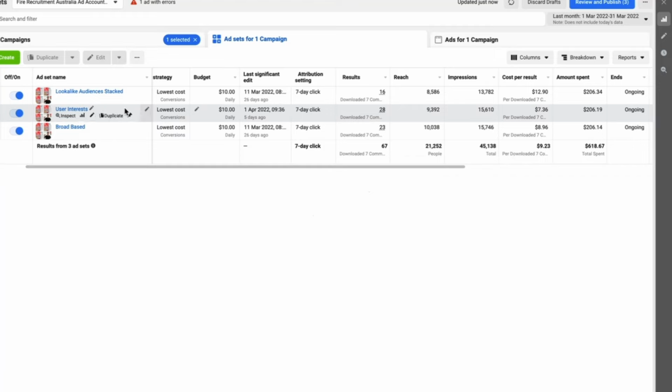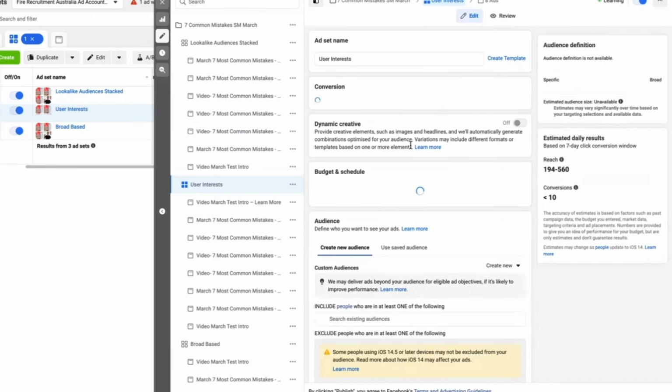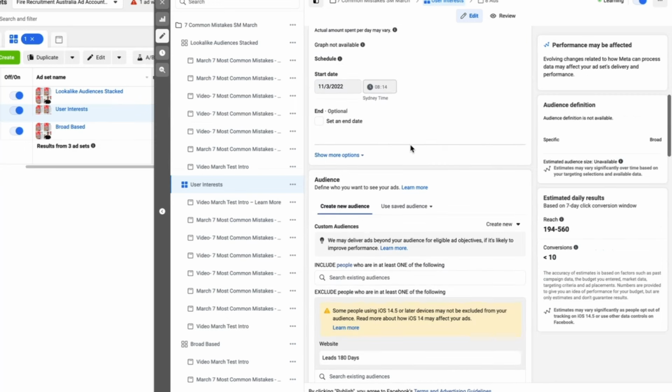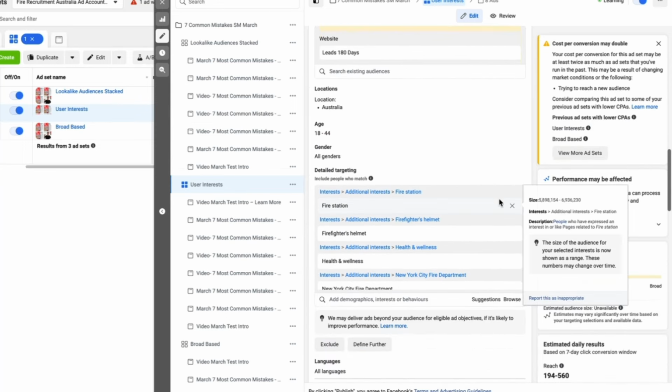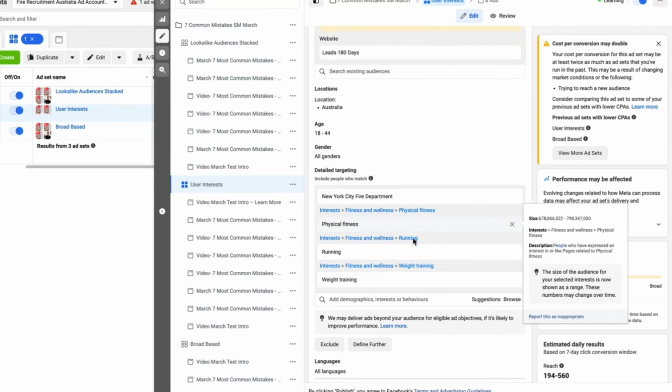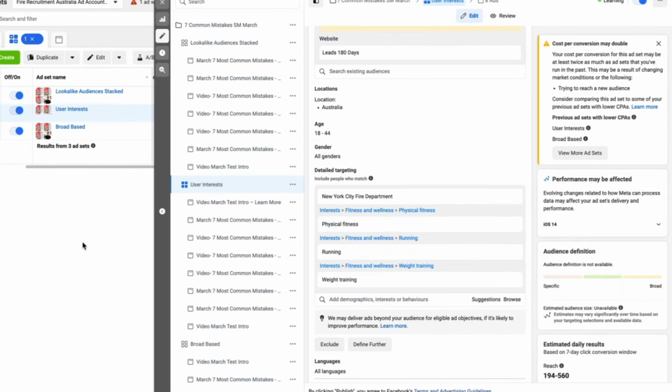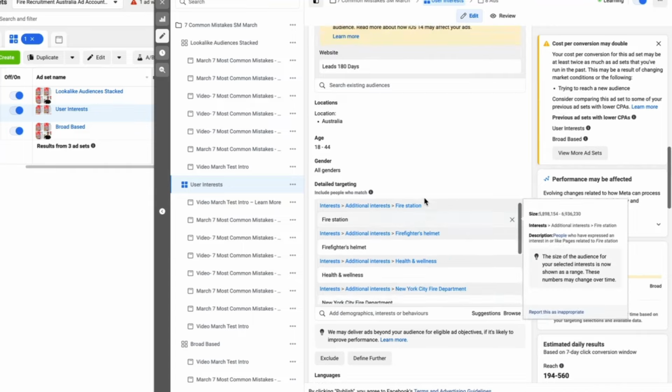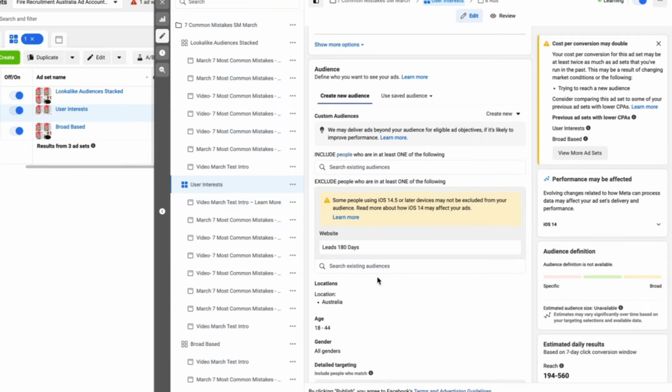For user-based interests, this is people who have got particular interests in a range of different things. And for this one right here, we did things around firefighter interests, physical fitness, running, and weight training. All things that aspiring firefighters normally have some sort of interest in. We did exclude any leads from the last 180 days to make sure we weren't preaching to the choir.